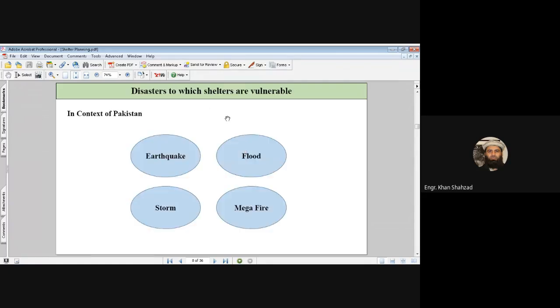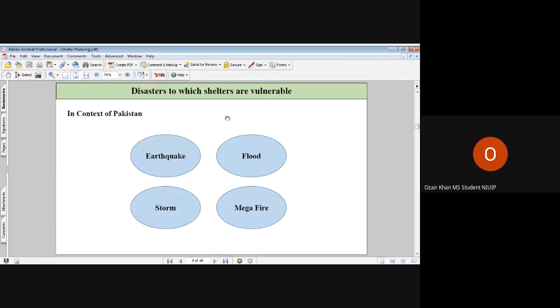Okay, let's talk about it in the context of Pakistan. So the disasters to which shelters are vulnerable. What are those disasters to which these shelters are vulnerable? Uzair Khan? Yes sir. What are those disasters to which these shelters will be vulnerable, if we are making shelters for people affected by disasters? I hope you know vulnerability.